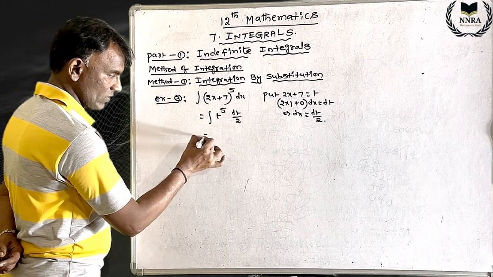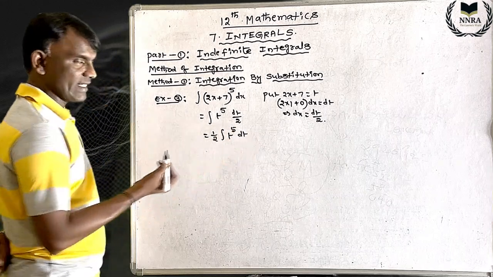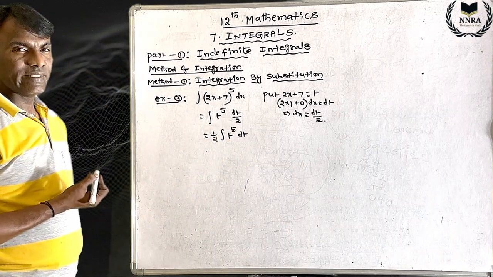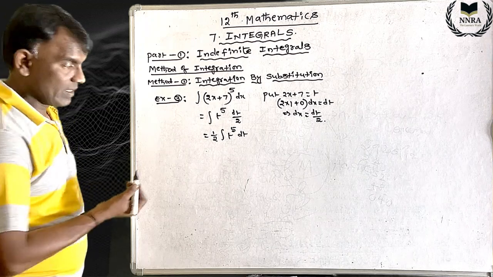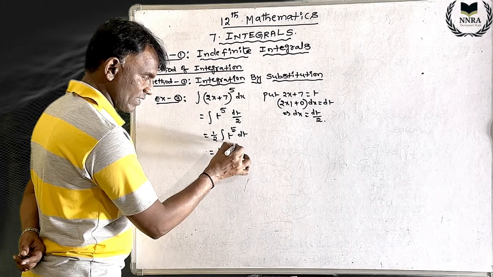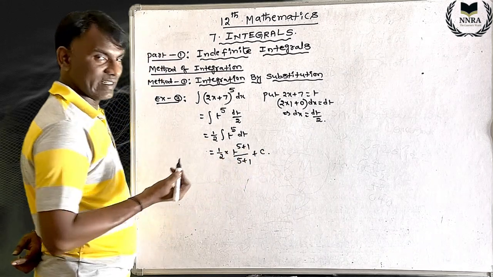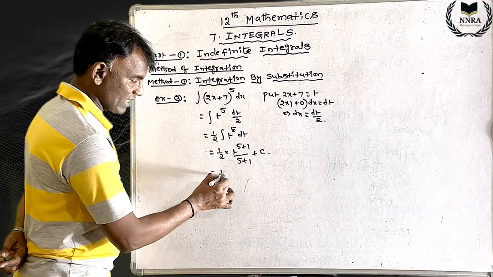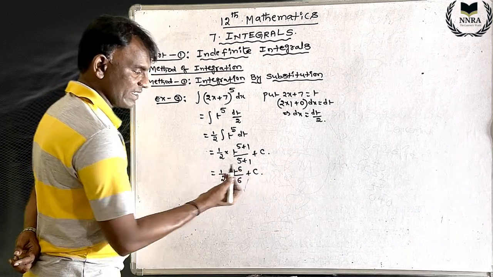Now 1 by 2 is a constant, right? Then what is the remaining value? Integral t power 5 into dt. Now what is integral x power n dx? x power n plus 1 by n plus 1. Now n value is 5, so 1 by 2 into t power 5 plus 1 divided by 5 plus 1, then constant c. And this can be written as 1 by 2 t power 6 by 6 plus c.